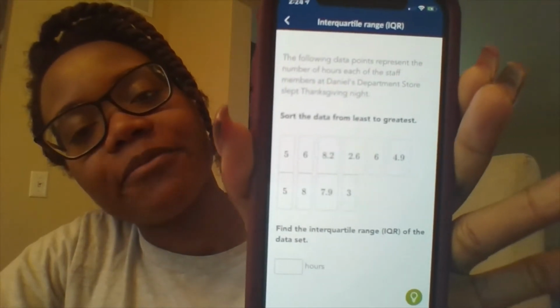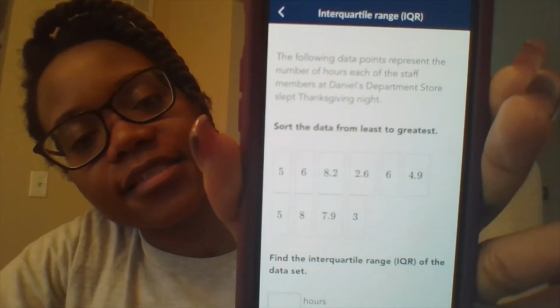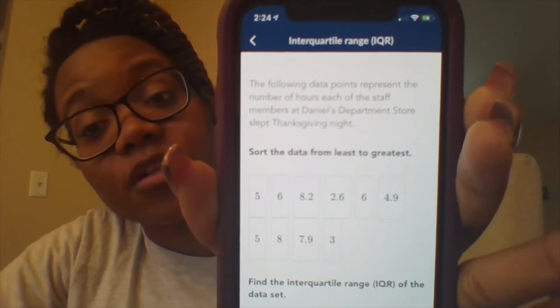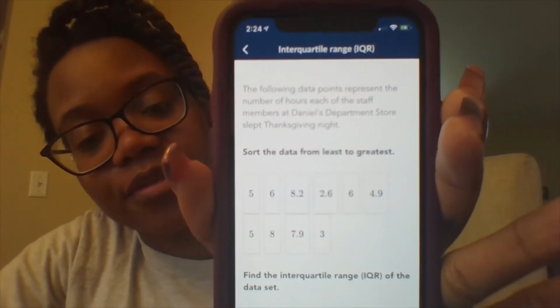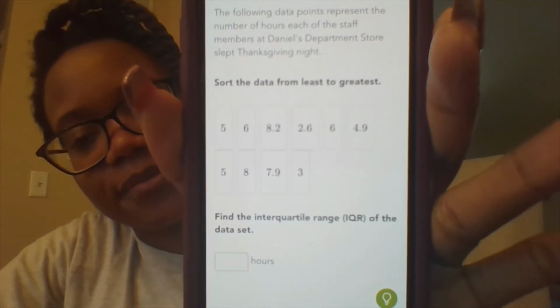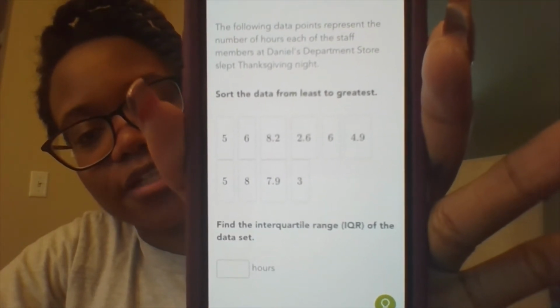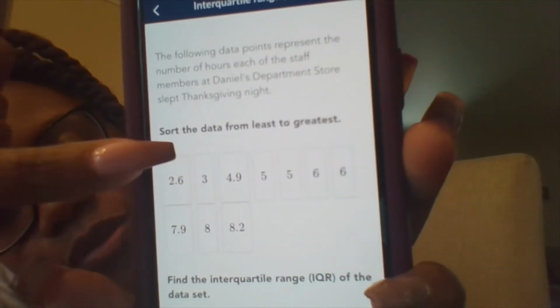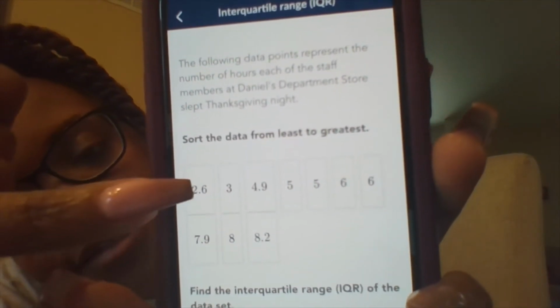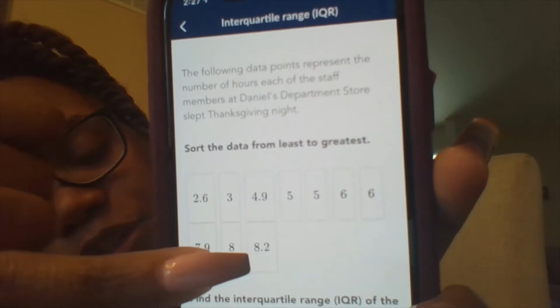The next problem in my set is given to me like this. So again, you always have to order your data values from least to greatest. I'm going to go ahead and do that, but again, this is how it was given to me. So we're going to order them from least to greatest. So this is what I got after sorting the numbers from least to greatest. I started with 2.9 and ended with 8.2.